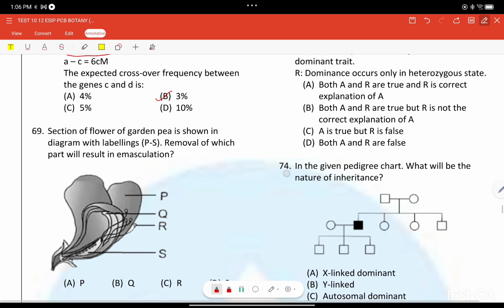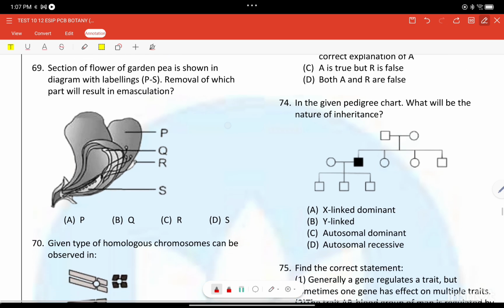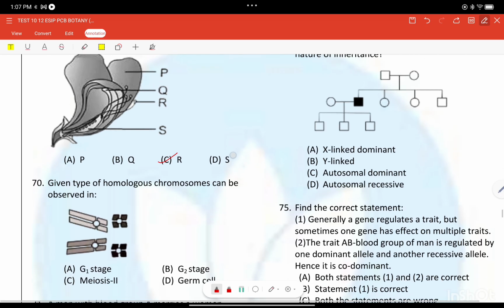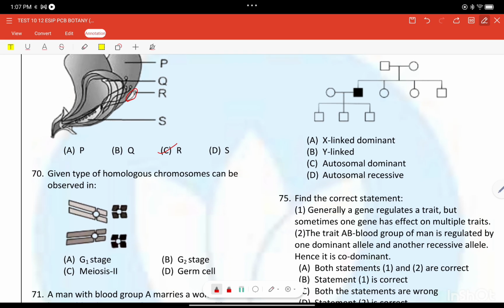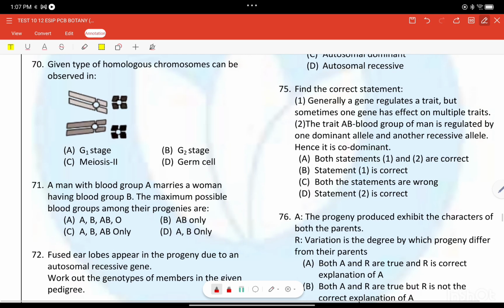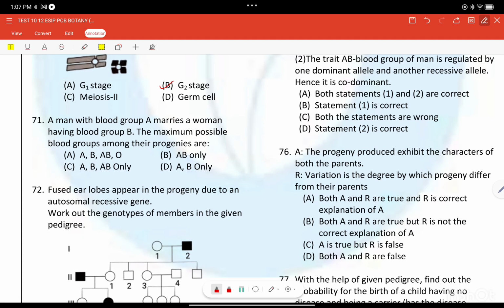Selection of flower of garden pea is shown in diagram with labeling. Removal of which part will result in emasculation? Emasculation is removal of anther. So the answer will be C, R. That is this part. Given type of chromosome can be observed in G2 stage. In G1 stage it has single chromatid. In G2 stage after replication it has two chromatid.